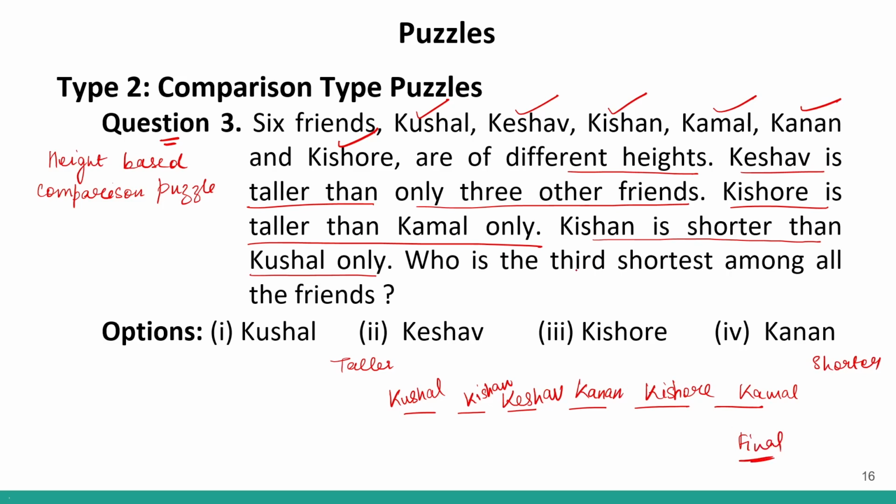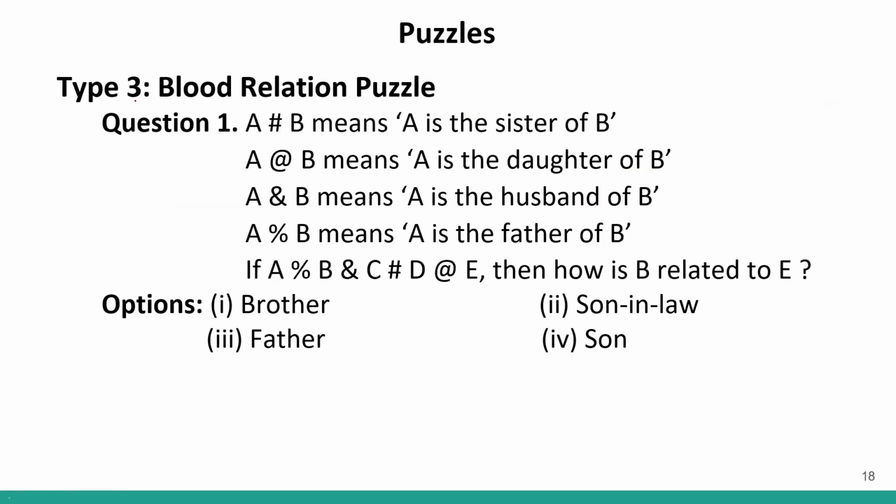We have to answer who is the third shortest. Third shortest means we will start from this side. 1, 2, 3. Third shortest is Kanan, which is given in option number 4. Therefore, option number 4, Kanan, will be my answer. Clear? Coming to type 3, which is the blood relation puzzle.